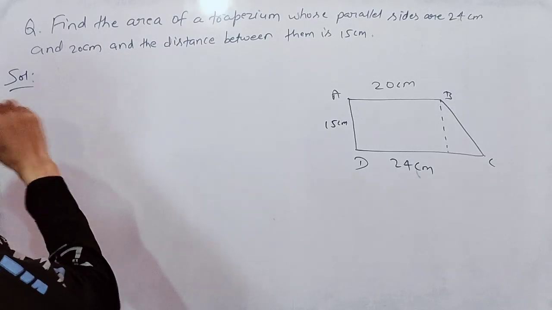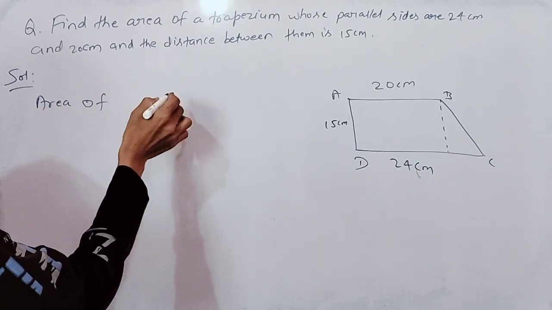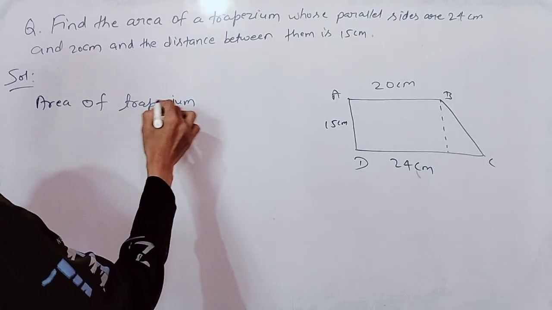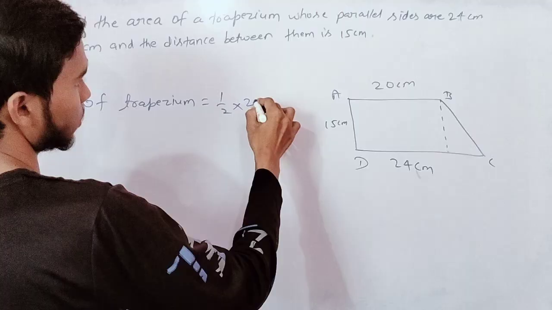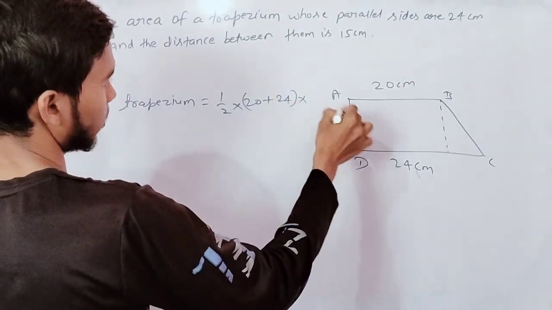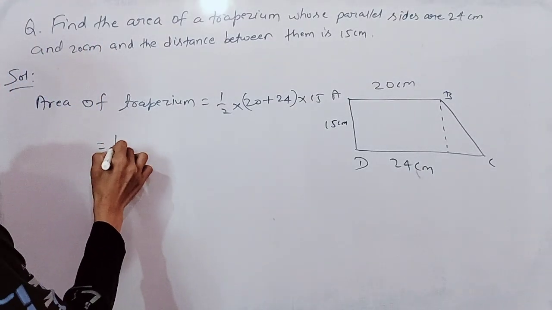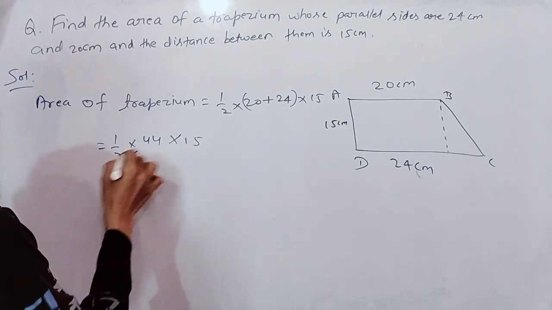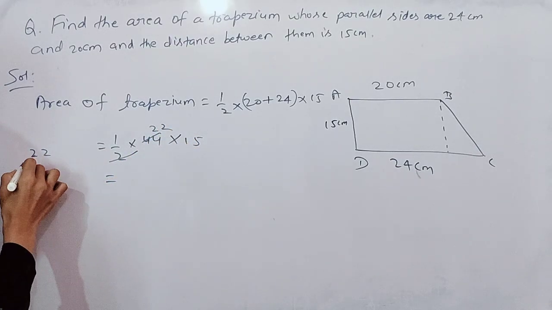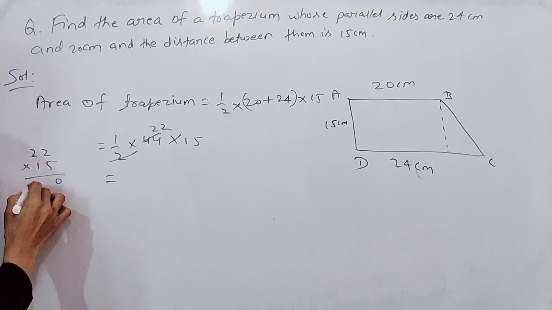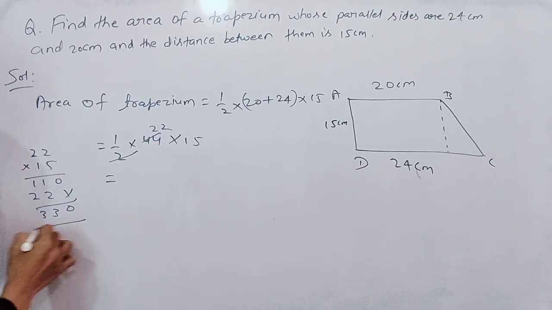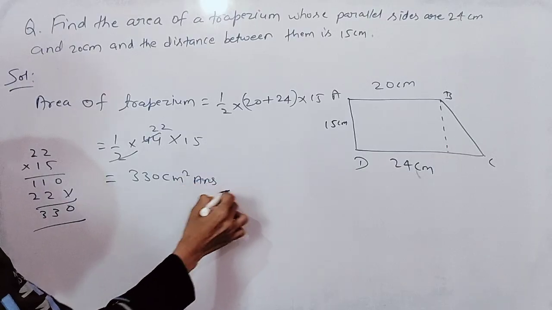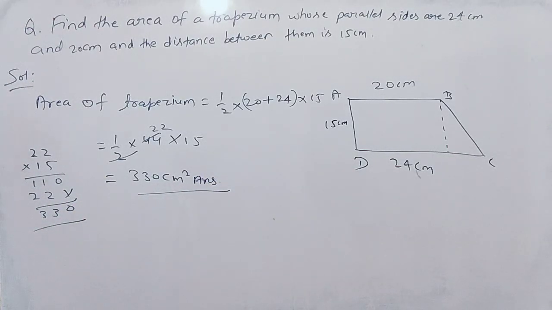Now here, area of trapezium would be 1/2 sum of parallels. 20 plus 24 multiple 15. 1/2 multiple 44, 44 multiple 15. 22 multiple 15, 330 centimeter square is the area of this trapezium. Clear?